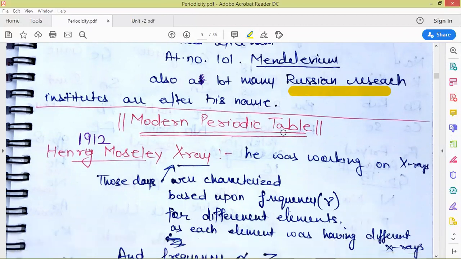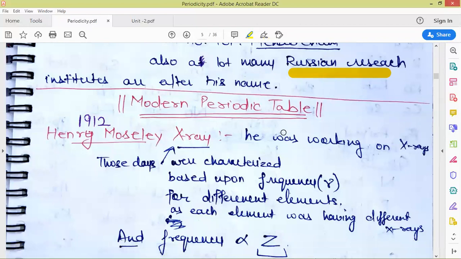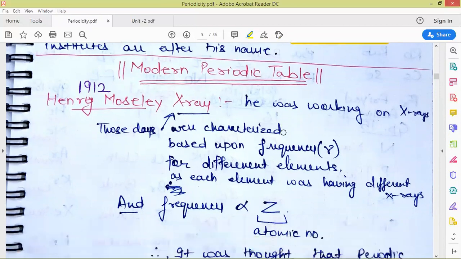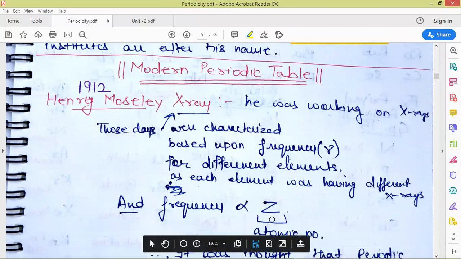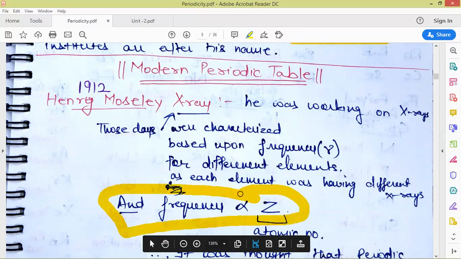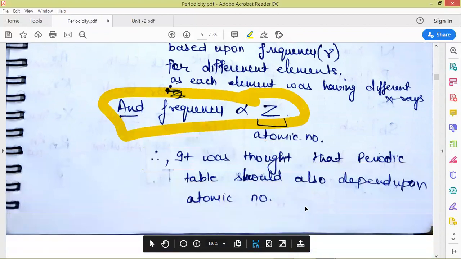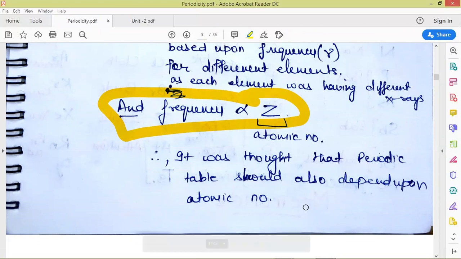periodic table. But somewhere around 1912, Henry Moseley was working with X-rays, and he found that X-rays were characterized based upon frequency, and frequency was found to be dependent upon the atomic number. But based upon the arrangement of elements in the periodic table, he was expecting this frequency to be dependent upon the atomic mass. So from here, he got the idea that the periodic table should be arranged in the form of increasing atomic numbers and not atomic masses.